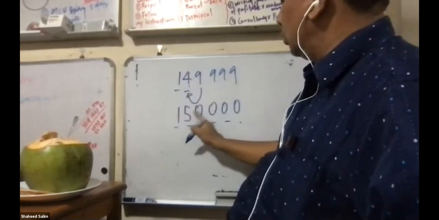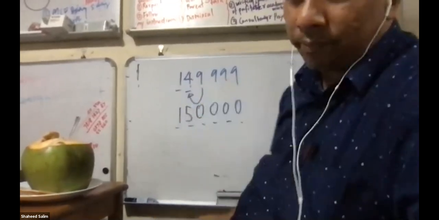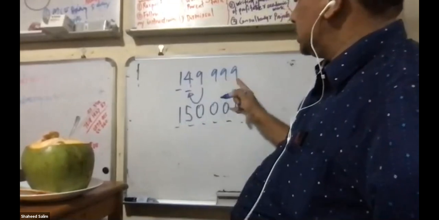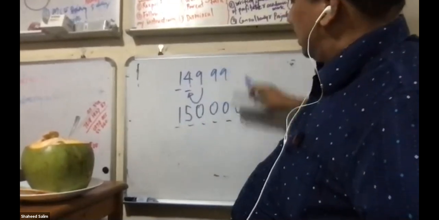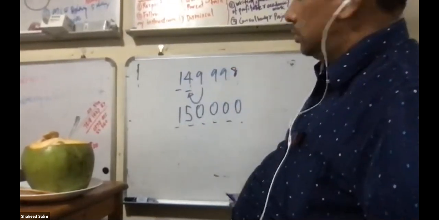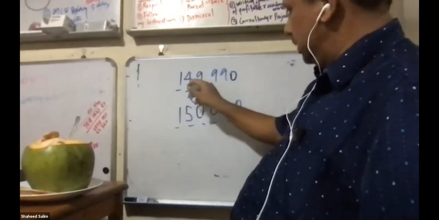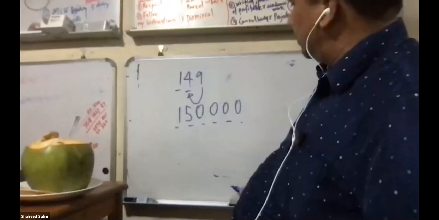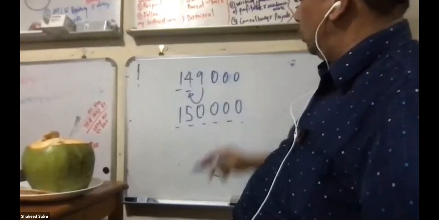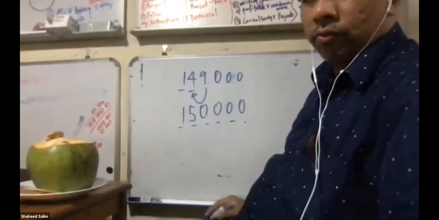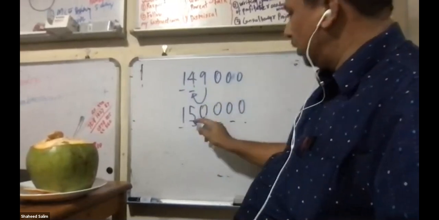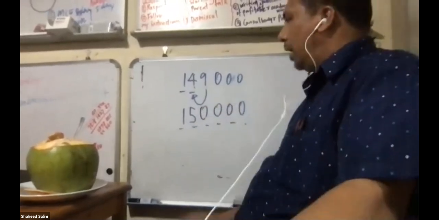1, 2, 3, 4, 5, 6. It must be the same. Now, this, I can have 998, right? I can have 994. It still becomes 15. In fact, I can have 14900. It will still become 150. What is the smallest number?